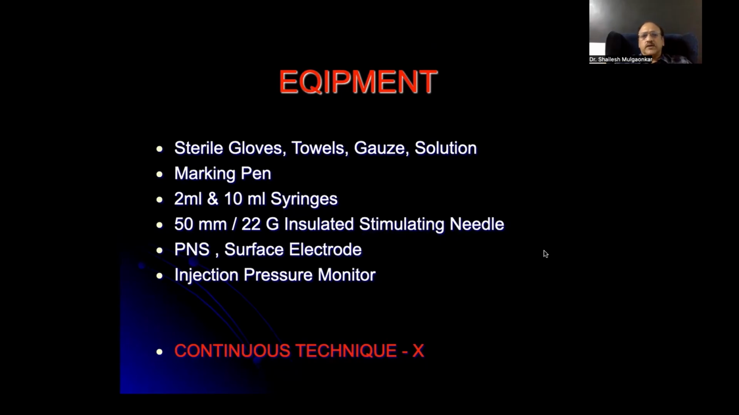Then peripheral nerve stimulator and surface electrode. The injection pressure monitor, if it is available, is ideal to prevent intraneural injections. Now, continuous technique I usually try to avoid for femoral and obturator nerve blocks because the area is a little unhygienic, and the chances of infection are more.